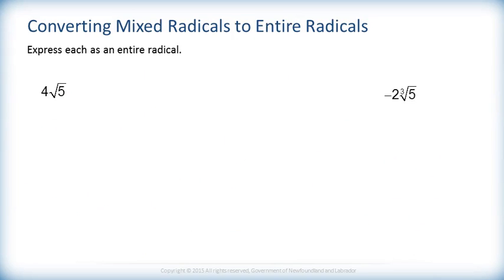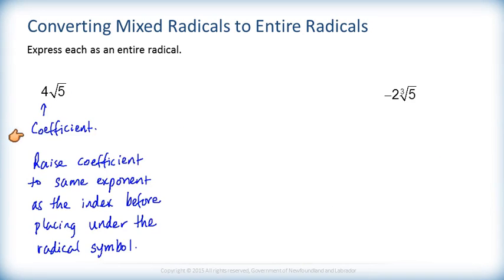Next, we sometimes want to go from the mixed radical to the entire radical. To do that, we first consider what the coefficient is. In this case, it's 4. And then we have to raise that coefficient to the same exponent as the index before placing it under the radical symbol. So we have here a square root. Remember, the index is 2 here. So we've got the square root of 4 squared times 5. And that gives us the square root of 16 times 5, which is 80.